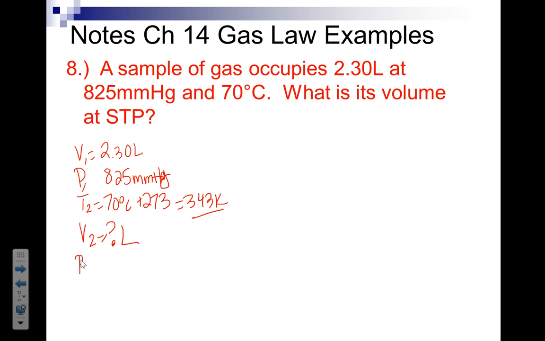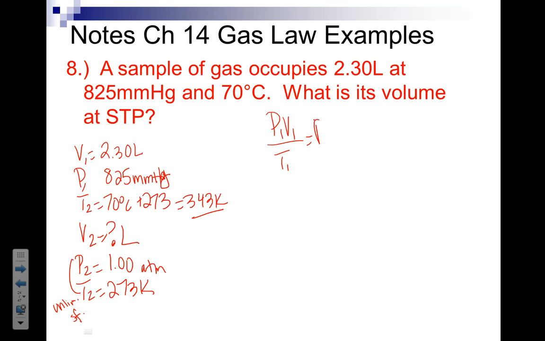Now, you might think they haven't given you enough information, but remember, STP is a defined quantity. It's a specific set of conditions. So standard temperature is 0 degrees Celsius, which is 273 Kelvin, and standard pressure is always 1.00 atmospheres. Now, since they're part of a definition, they do have unlimited sig figs. Remember that. This is going to be the combined gas law. P1 times V1 over T1 equals P2 times V2 over T2, because only the quantity of gas is constant, but the other variables are all changing.